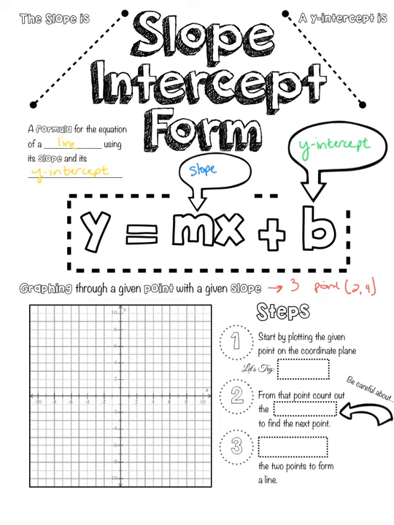So step 1, start by plotting the given point on the coordinate plane. Here is our point, 2, 4. I'm going to plot it. Across 2, up 4. From that point, count out the slope.